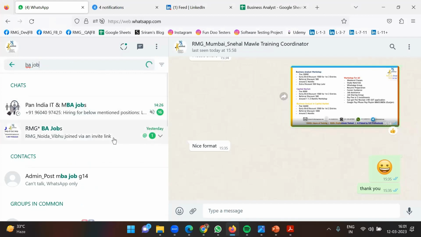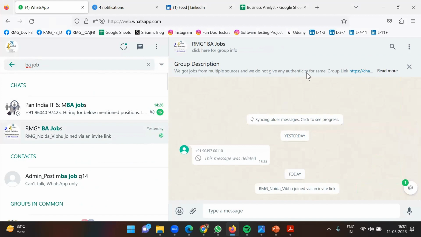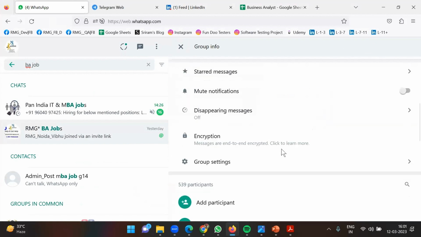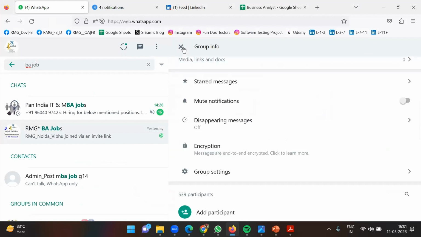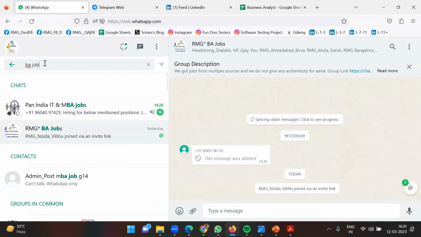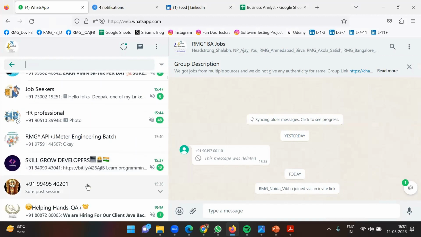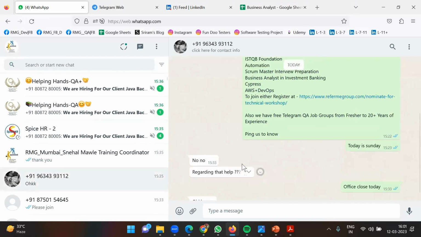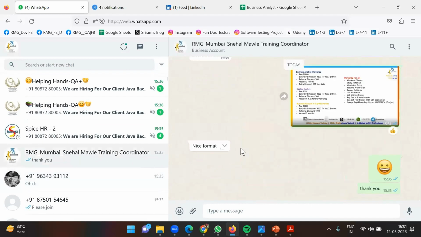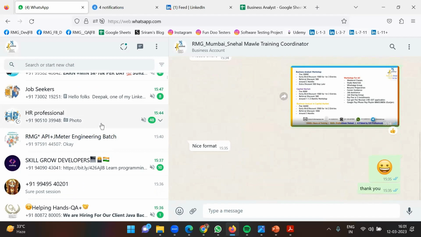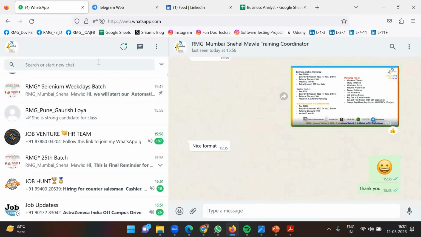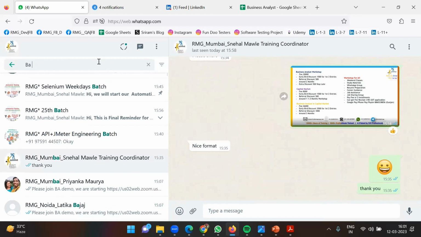We have our BA job group, right? Here you can see that the old messages are not shown, but every day we share at least 10 to 15 jobs in this BA group. Approximately 530 professionals are there. Just now, someone has pinged that he got a call from one of our group. Let me show you that person. Yes, this person has got a call, and he was looking for some more help for the placement.